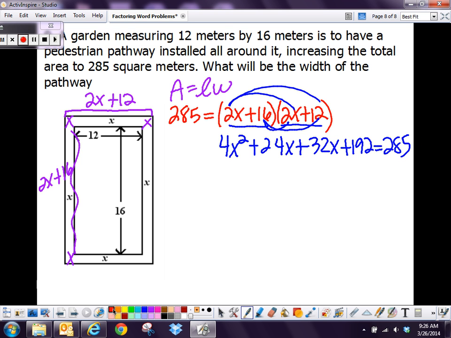Now I just simplify this. So I have 4X squared plus 56X. And I'm going to go ahead and move this 285 over so I don't have to mess with that. So I have 192 minus 285, and that gets me a minus 93, and all still equal to 0. Now from here, you can factor this. So you would have to multiply your A and C, adds up to B, because there's no GCF here. I'm going to stop there because you should be able to work it from there.